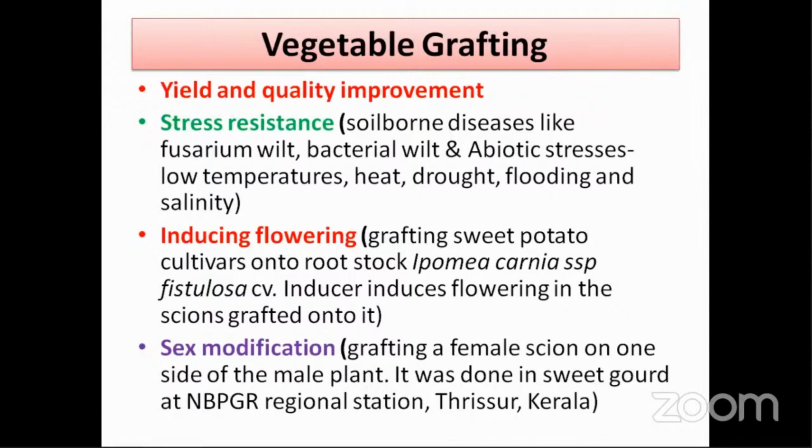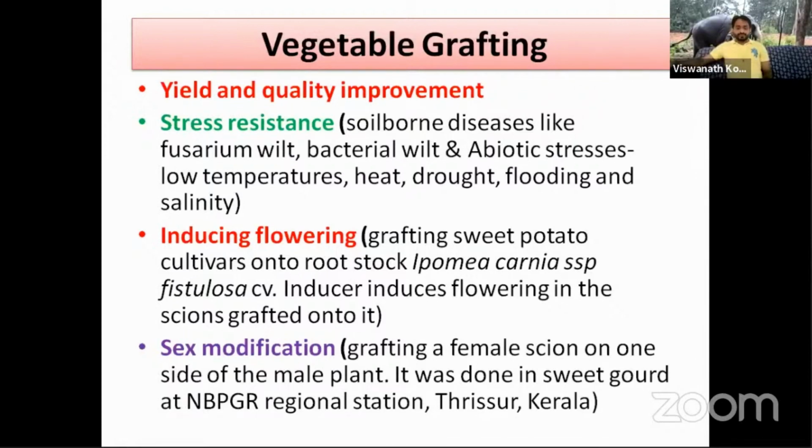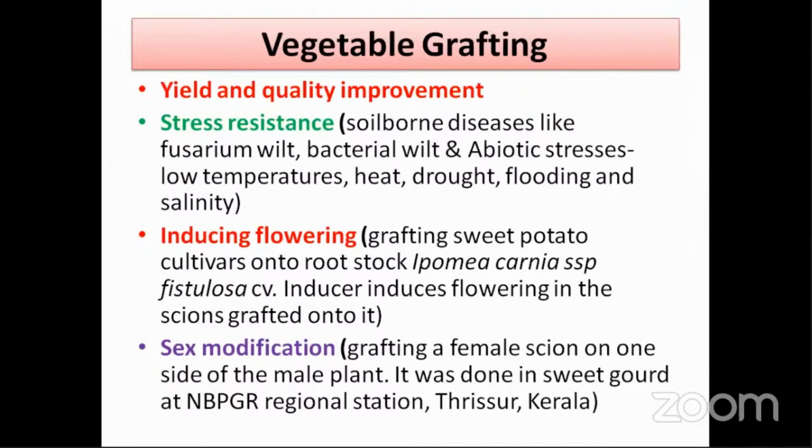This was the question last time. Grafting was good against which type of diseases? Soil-borne diseases. Examples: fusarium wilt and bacterial wilt.